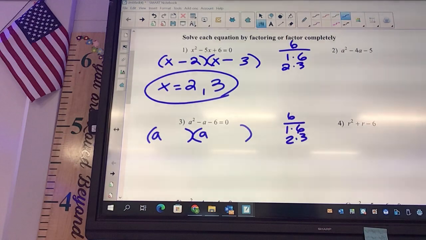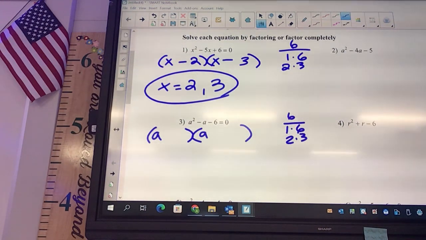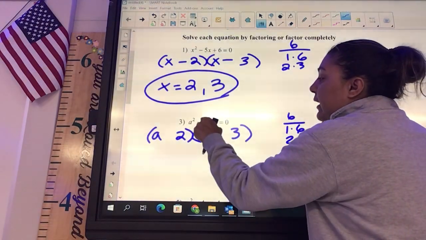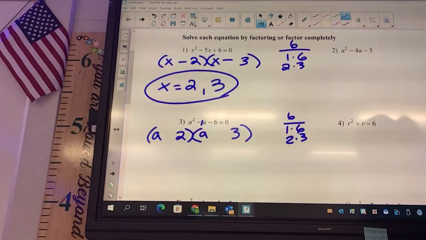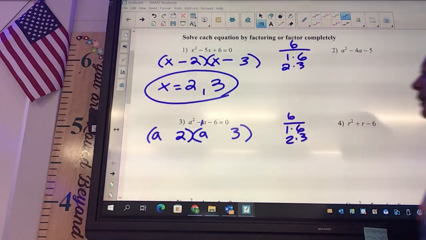Okay, of those groups, I need something to give me a what number? A 1. Okay, so how can I get a 1? Which group should I pick? 2 and 3. 2 and 3 could give us a 1. And I need a negative 1. Plus minus.